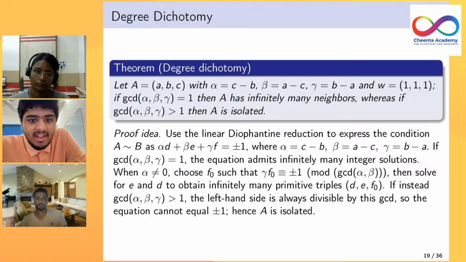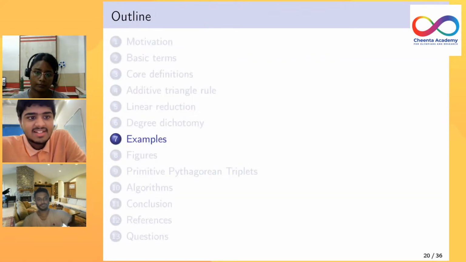The proof idea is that we can use the linear Diophantine equation to express the condition where the GCD is 1, whereas when the GCD is greater than 1, the left-hand side is divisible by the GCD and cannot be plus or minus 1. Aside from the trivial 0-degree case, where A equals B equals C, there are no finite positive degrees in between, establishing the dichotomy of the degrees in the 3D Fourier graph. Next slide, please.